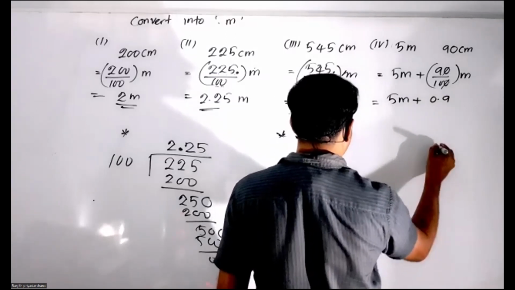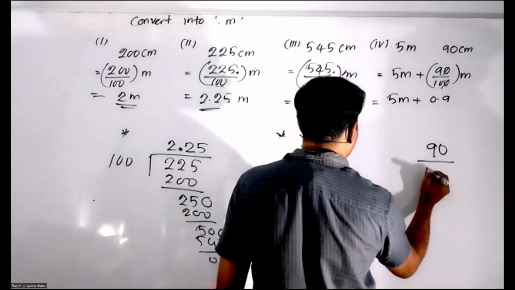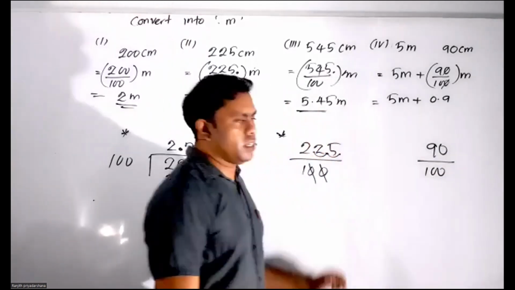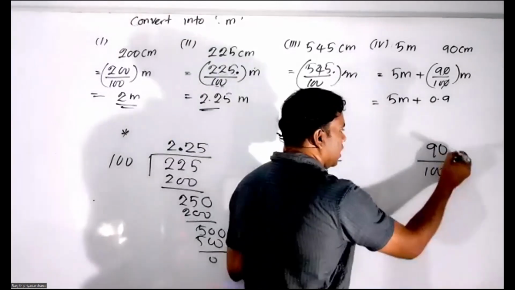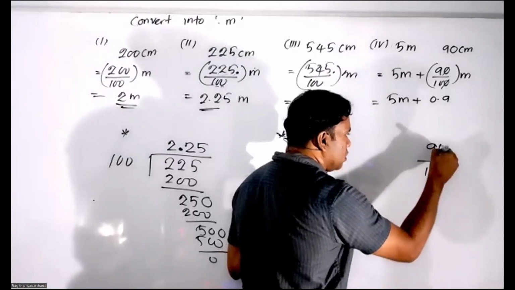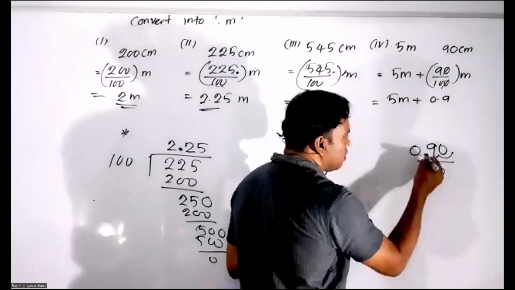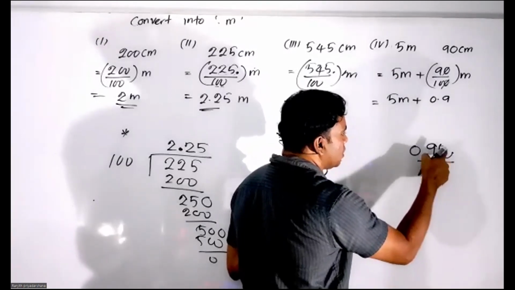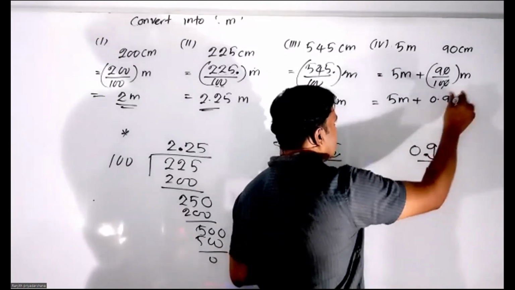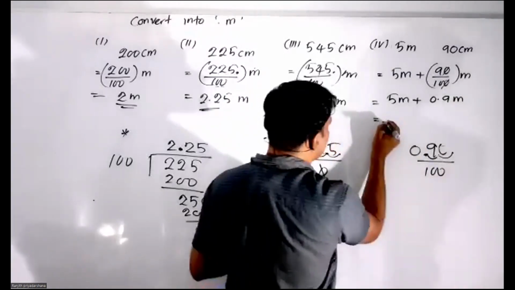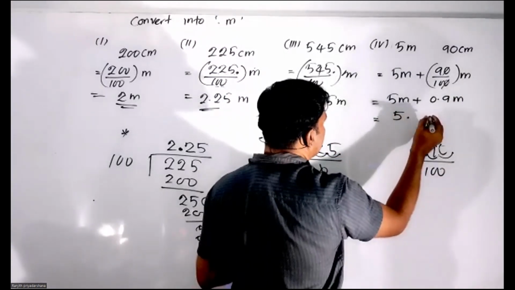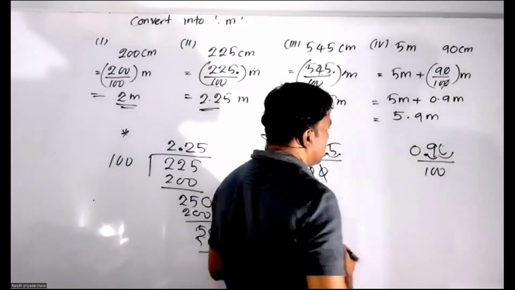That means you can understand. 90 over 100. What happens to the decimal place? 1, 2, it shifts to the left. So the decimal point is here, 0.9. 0 is not worth anything. 0.9 meters. So the answer is 5.9 meters. Some of you may be confused.